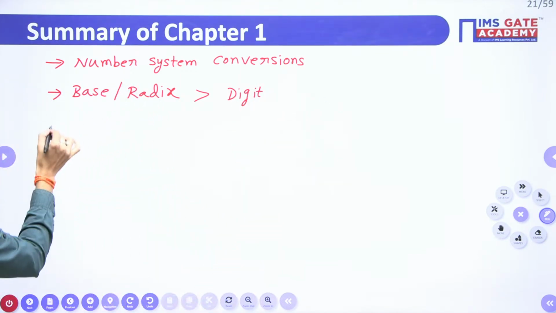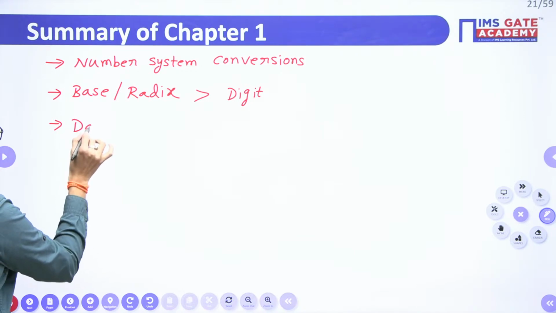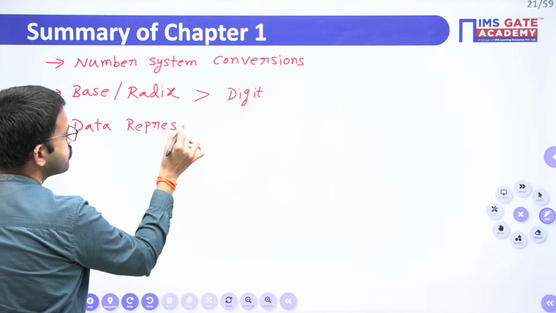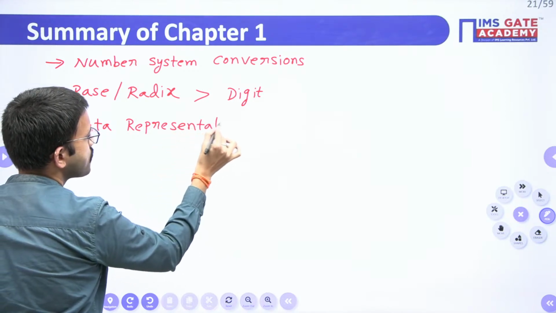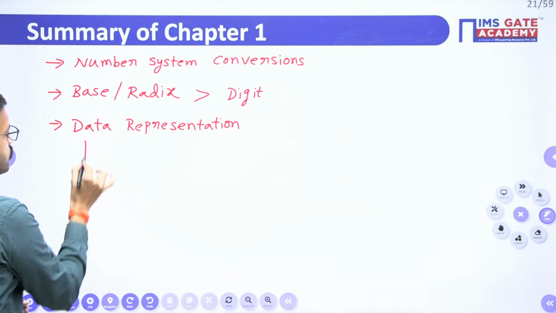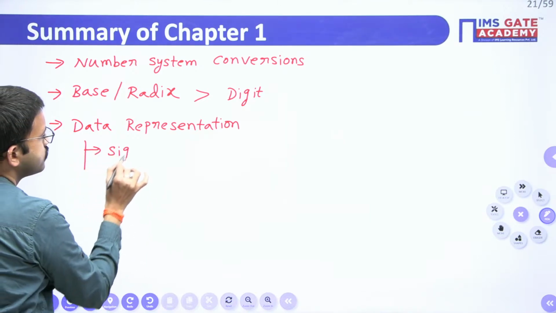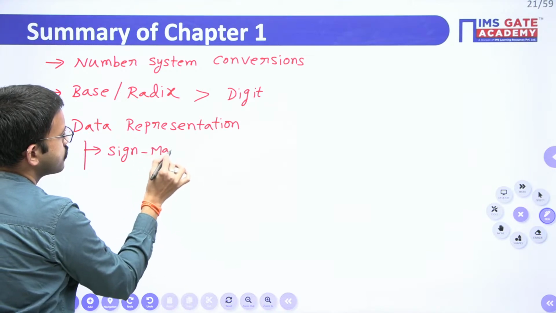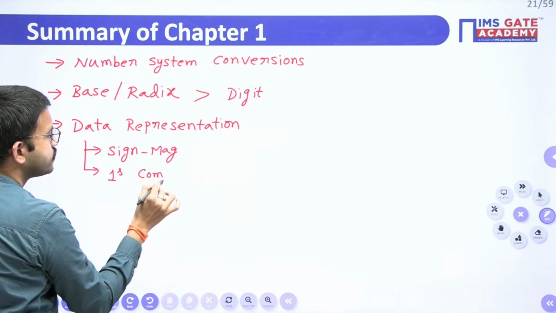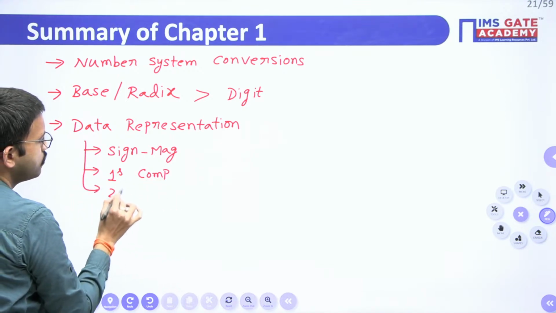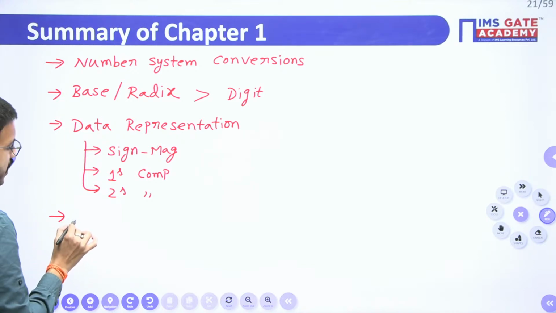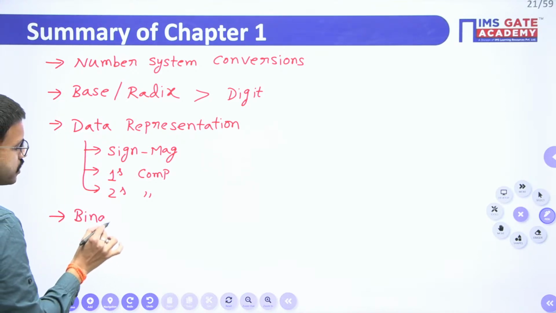And then we have discussed the data representation. Regarding this, we have seen sign magnitude form, 1's complement form and 2's complement form, and we have discussed all the possible shortcuts also wherever required. And then we have discussed binary to gray and gray to binary conversion.